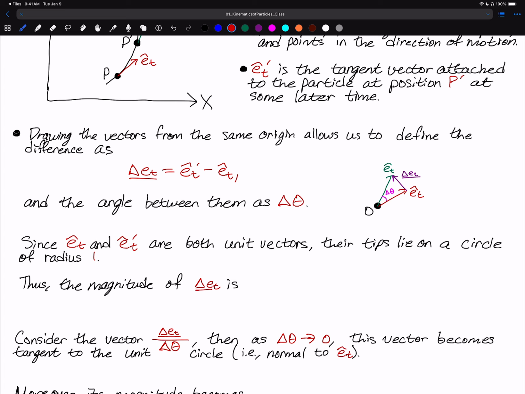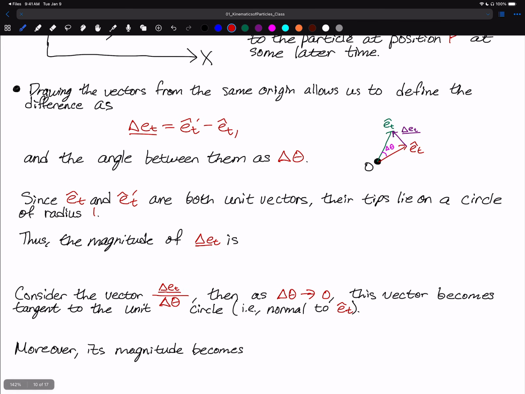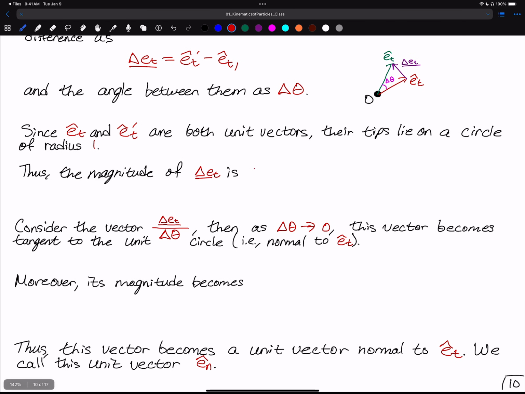Since E hat T and E hat T prime are both unit vectors, their tips are going to lie on the circle of radius 1. That means their magnitude is the same, and therefore the only difference is their angle, or the direction they're pointing in. We can then compute the magnitude of this difference, and it's equivalent to 2 times the sine of delta theta divided by 2. You can get this just from geometry.